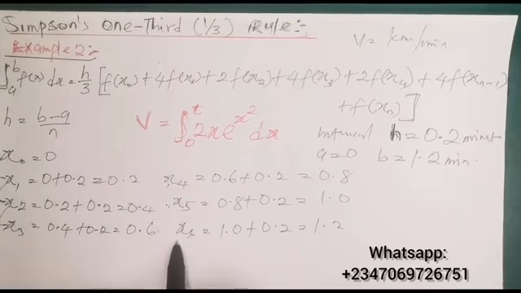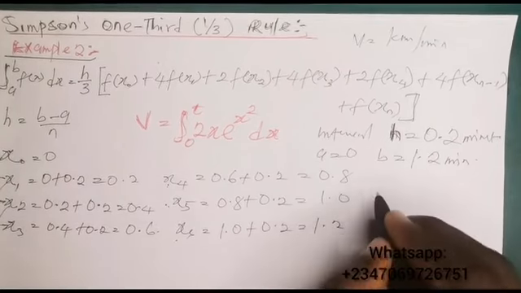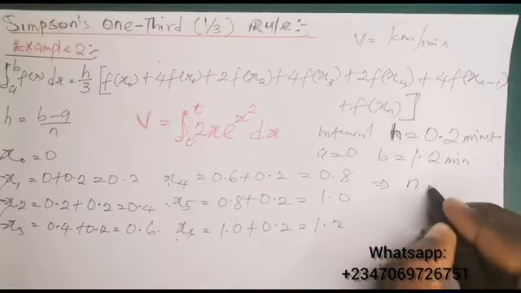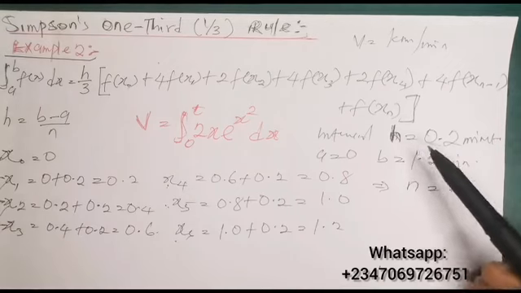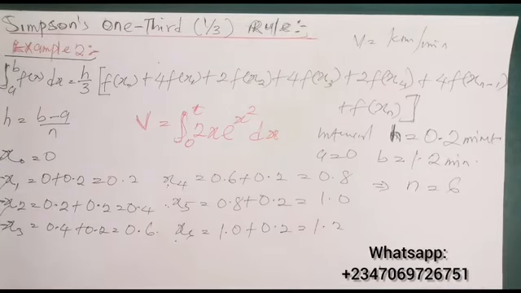From x5 to x6, that's the sixth interval. So this simply means that n is equal to 6. So you see that you cannot employ the Simpson's one-third rule if the number of intervals is not even. As given already in the question, we're able to derive the number of intervals using the given interval from the question, and we had 6, and 6 is simply an even number, which means it's safe to use the Simpson's 1/3 rule to solve this problem.